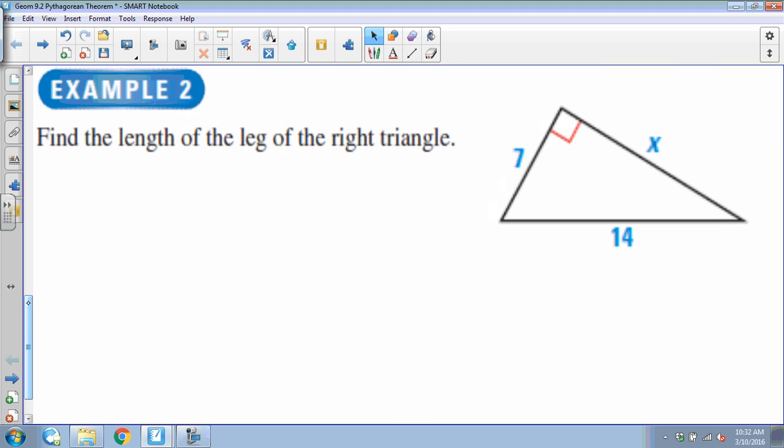Now, find the length of the leg of the right triangle. I do not want you to round your answer. I want an exact answer. Okay? Which means, for all of these, you'll end up taking the square root of both sides. So you're going to end up with a radical, and you'll have to simplify that radical. So simplify the radical at the end.